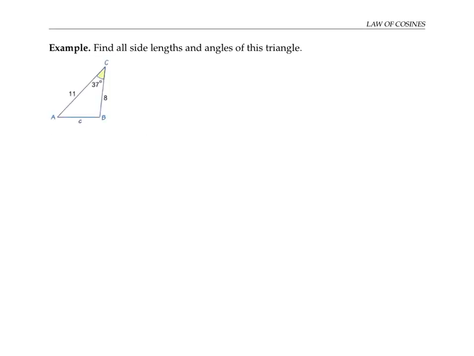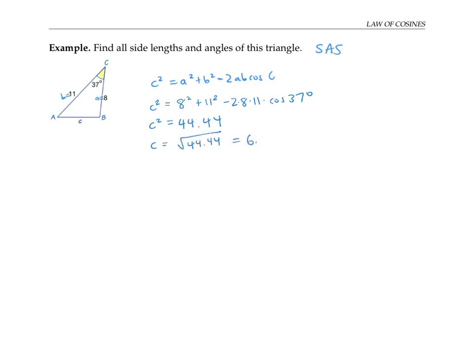Let's use the law of cosines to find all the side lengths and angles in this triangle. By convention, I'll call the side opposite to angle A little a, and the side opposite angle B little b. Notice that we know two side lengths and the angle between them. So that's an SAS, side angle side triangle. If we write down the law of cosines with the unknown side c squared on the left side, then we have all the values for the variables on the right side. So let's plug them in. I'll use a calculator in degree mode to find that c squared is equal to 44.44. Taking the square root, I get that c is equal to 6.67.